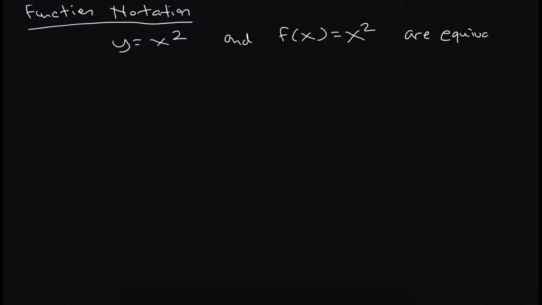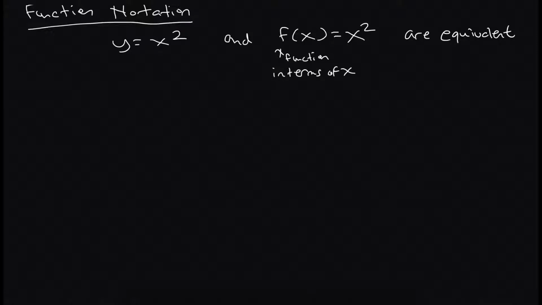The second way I wrote it there is just what function notation is. We're just replacing the y with an f of x. So we're saying this is a function defined by x. So this f stands for function, and that function is in terms of or is defined by x.